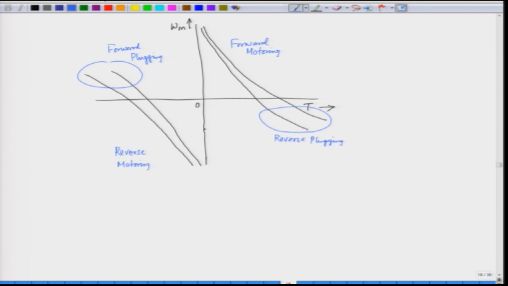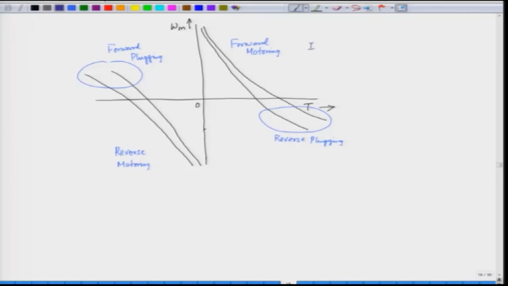So, in a series motor also we can go for motoring and braking. The motoring occurs in the first quadrant and third quadrant, and the braking occurs in the second quadrant and the fourth quadrant, and the popular method of braking in a series motor is called plugging. So, we stop here for today's lecture, we will continue in the next lecture.